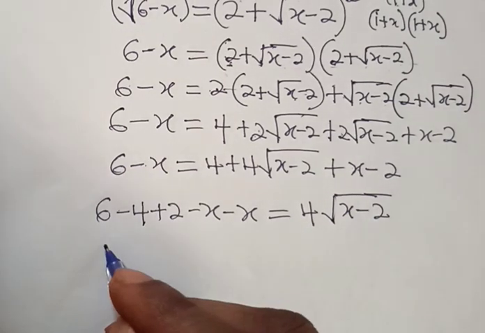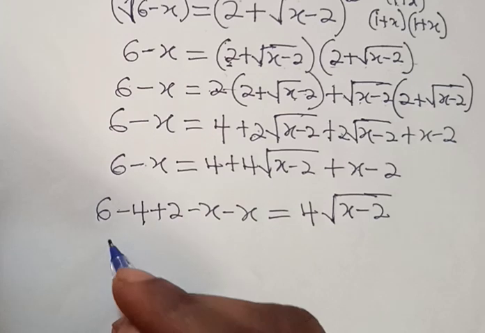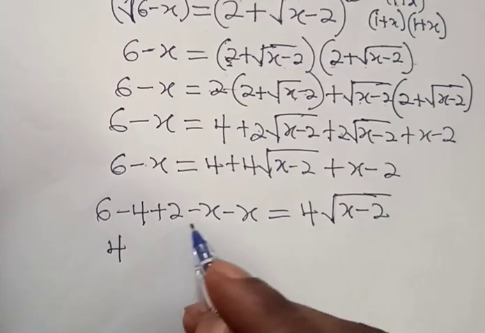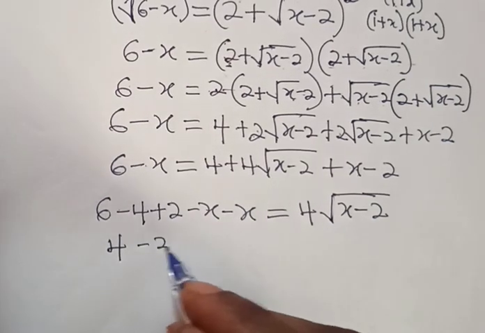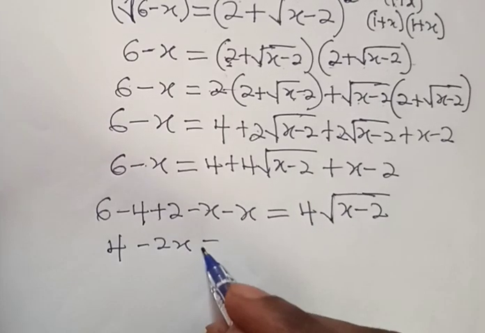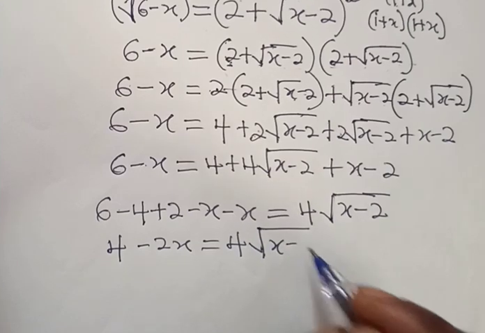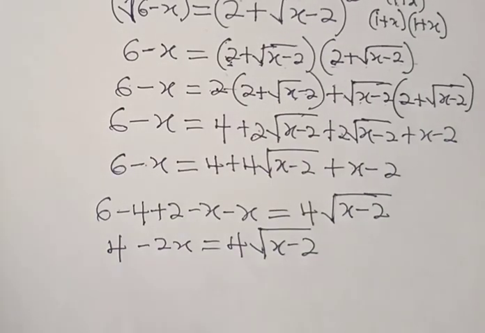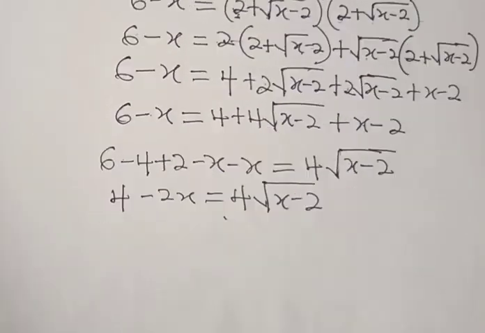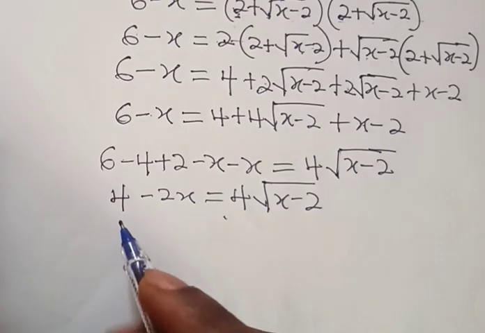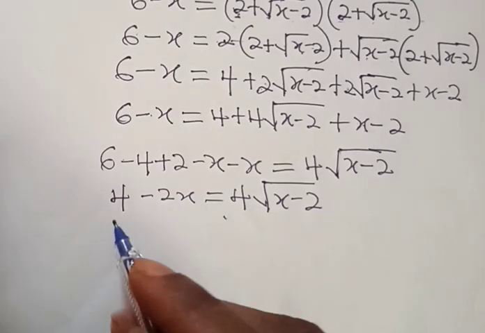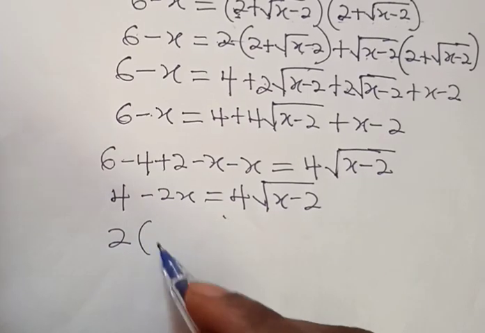So this becomes what? My 4. Then we have negative 2x, which is equal to 4 root x minus 2. All right. So now, once we have 4 here, I think we can factor 2 out like this.